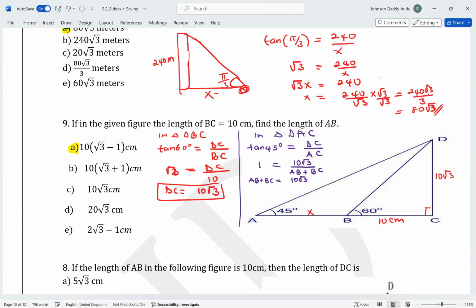But remember, we're looking for AB. So AB is 10 root 3 minus BC. Yes, minus BC, right. So it means that AB is 10 root 3 minus BC. BC is already 10. See? And we're done. So let's finish it up here. AB, we can take 10 out. So you have 10 times root 3 minus 1 centimeters.